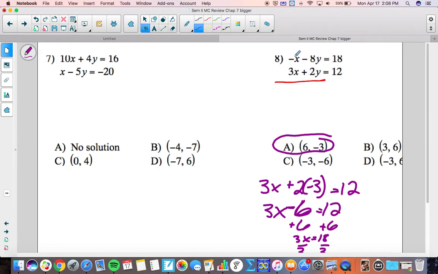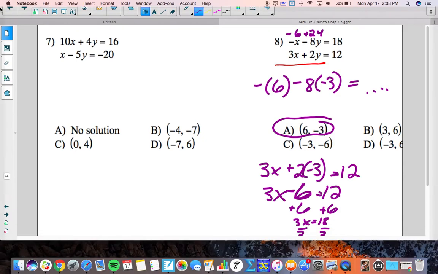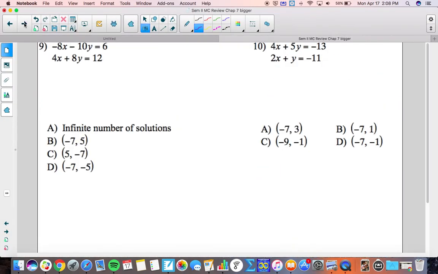So this will become then a negative 6 right here, plus 24. Negative 6 plus 24. Or you could just type in negative 6 minus 8 times negative 3 and see what your calculator says. It will say an 18. Bada bing, bada boom.